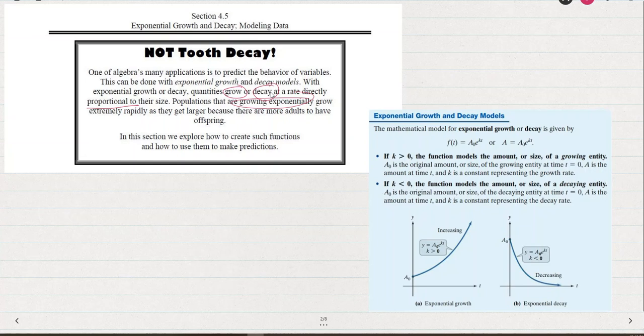A quick review of the graph of exponential functions. We could have a model that is growing, so we're increasing. When you read the graph from left to right, we can see that this is increasing. Or we could have an example of a decay model, where when we read from left to right, we see that it's falling or decreasing.